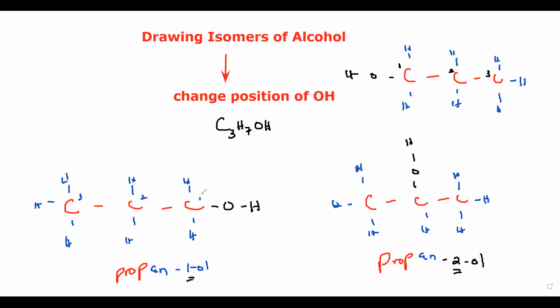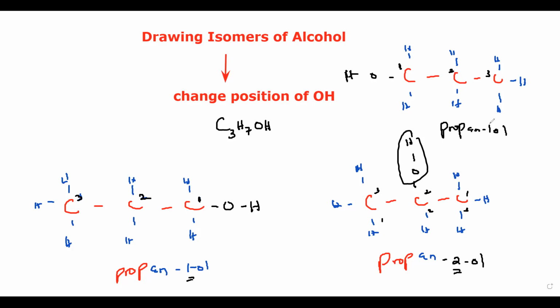Here, because the OH is near the right hand side, we number from the right hand side. Here OH is closer to the left hand side, we number from the left hand side. But in this example, if I number from the left hand side or from the right hand side, it won't make a difference. Both cases it will come at 2. So OH with the first carbon here, this is also propan-1-ol. So whenever we want to draw the isomers of alcohol, we just change the position of OH.